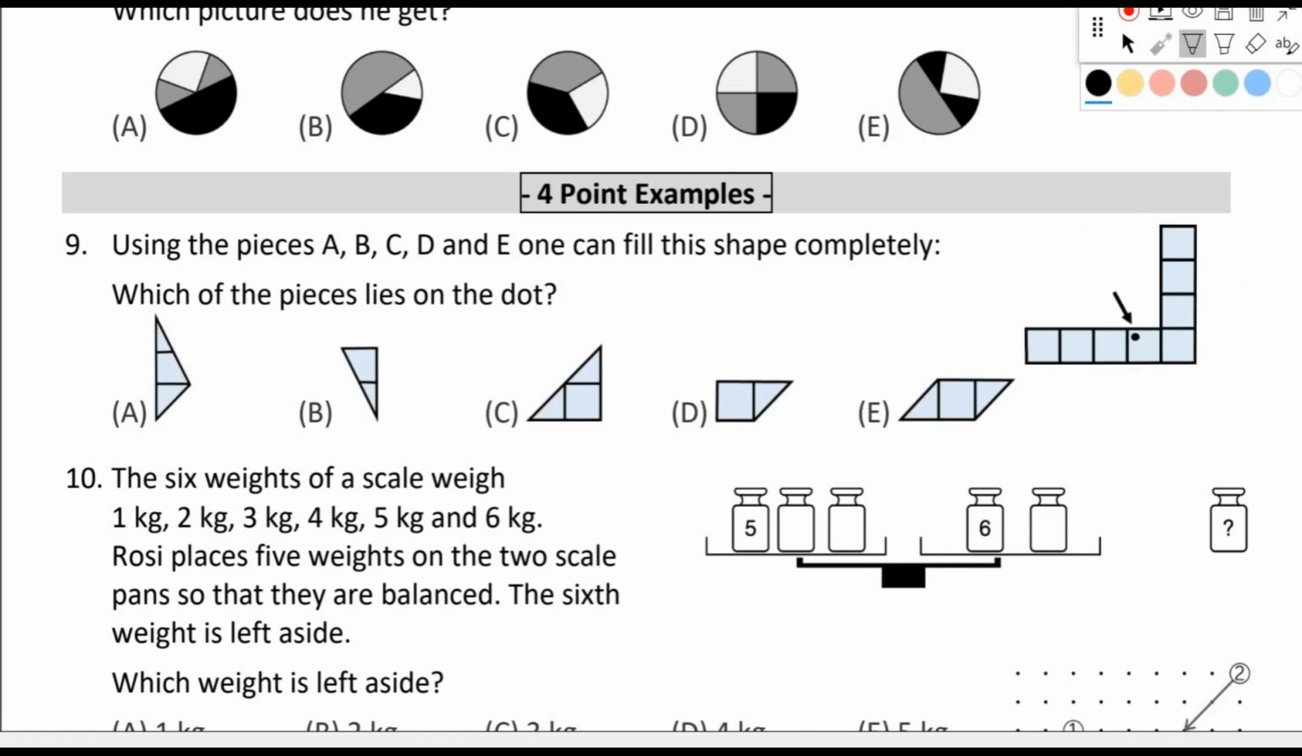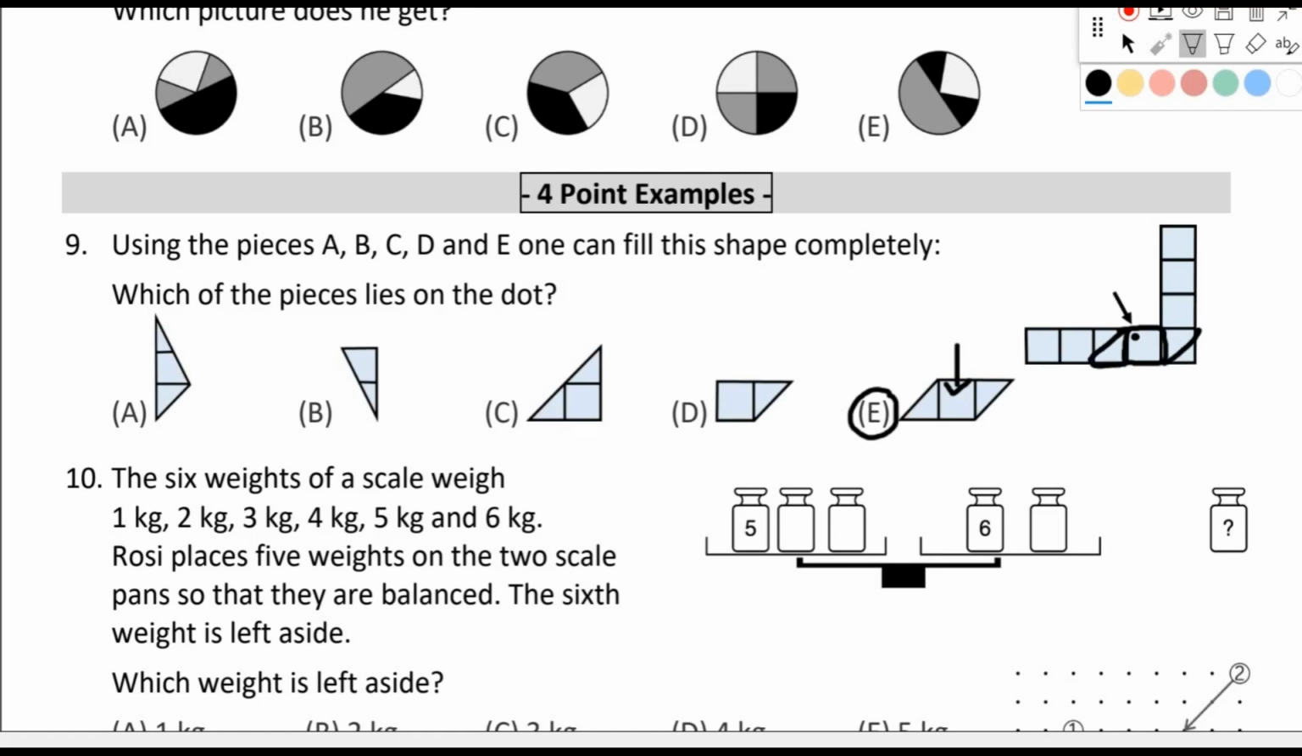Which of the pieces lie on the dot? See here, there is a dot shown in the base. They ask, out of A, B, C, D, E, which piece is on the dot? So it's very clearly option E. I'll show you how it is option E. This option E is a square. On that, this dot is there. And then this one and this one.